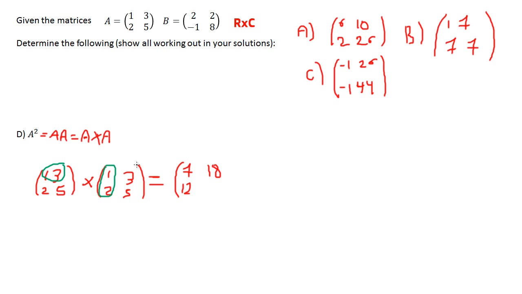2 times 3 is 6. 5 times 5 is 25. That means the bottom one will be 31. That is the answer to question A squared. Now let's put that up here in our answers box.